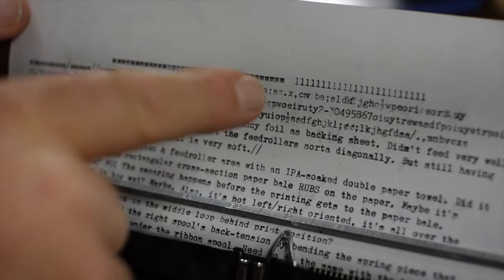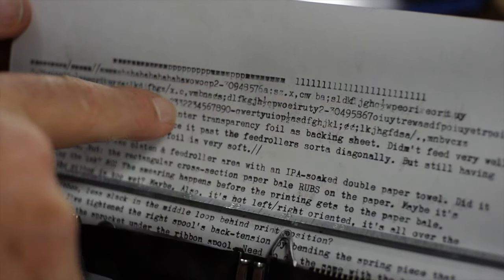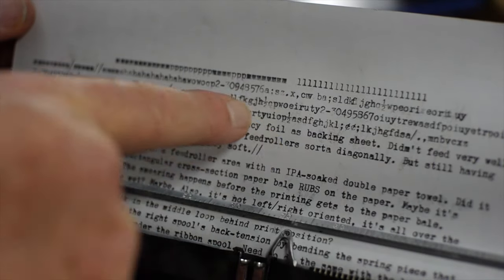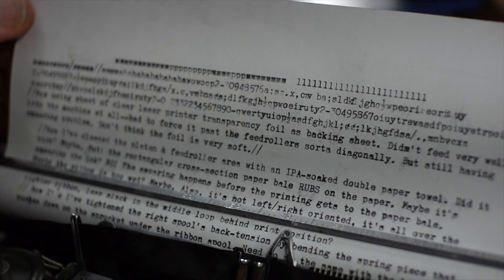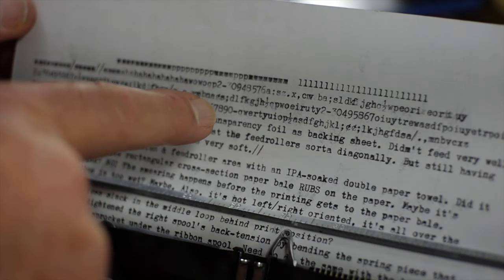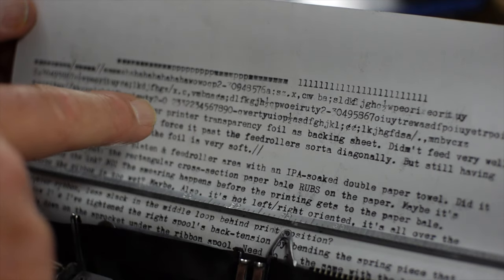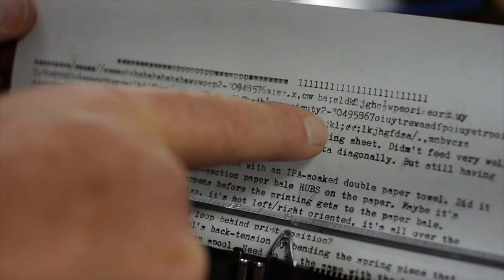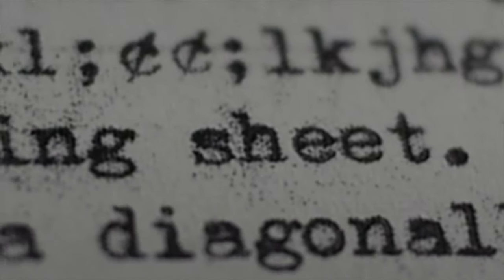Okay, so perhaps you can see right here on the upper part of this page, all the smearing that's happening as I type, and it seems to be agnostic as to whether it's on the left side of the page or the right side of the page. It's just happening intermittently all over, and I tried cleaning, of course, the platen and the feed rollers and made sure things like the paper guide and the paper bail weren't rubbing on the paper. So here's a close-up of some of the smearing that was happening.